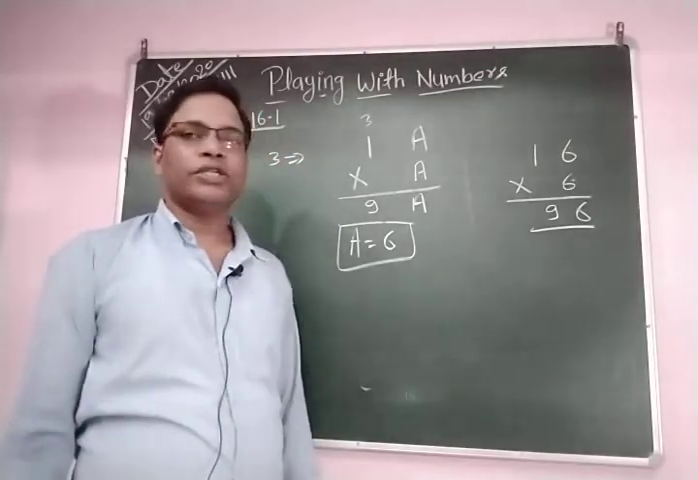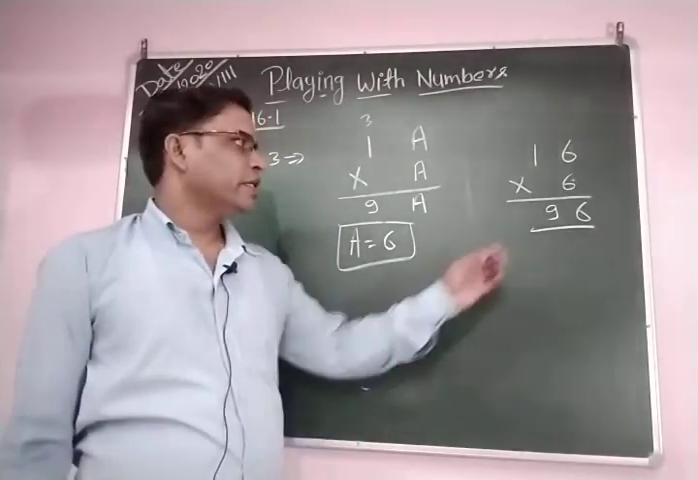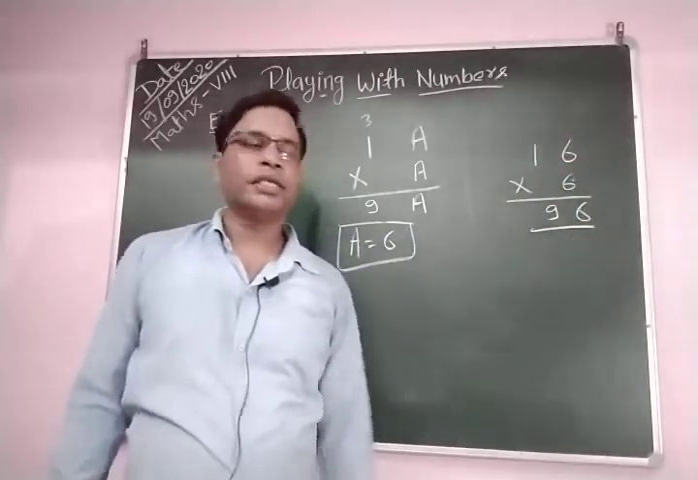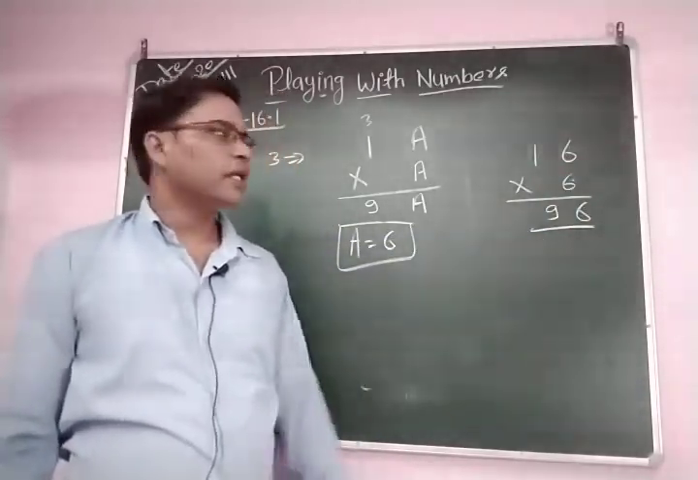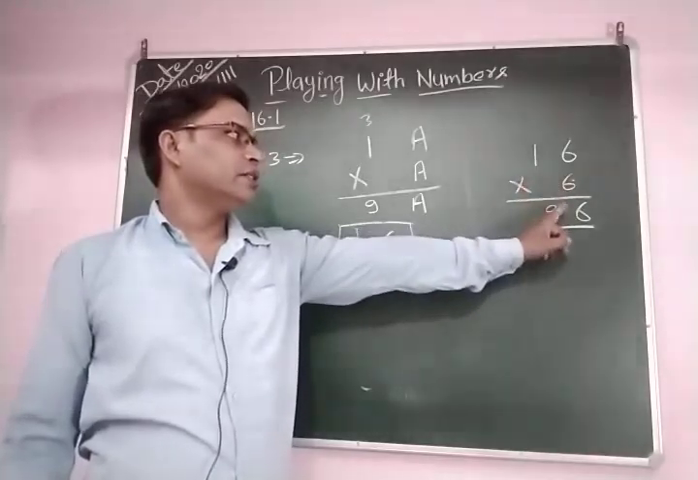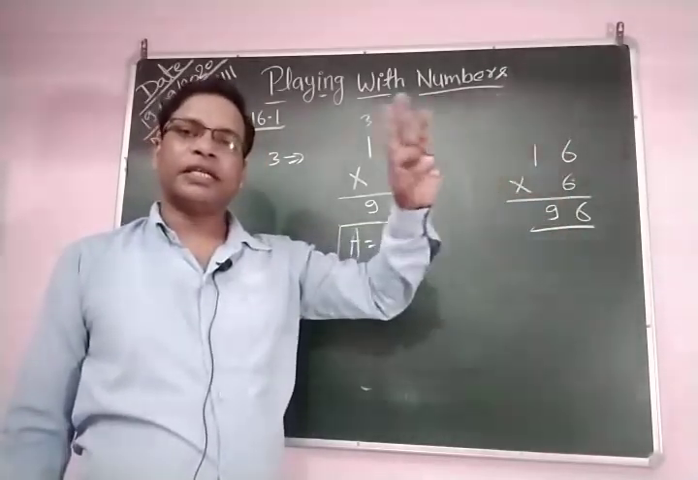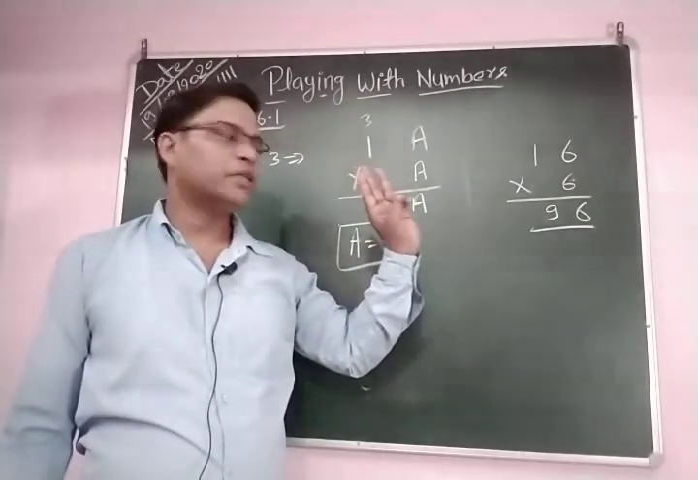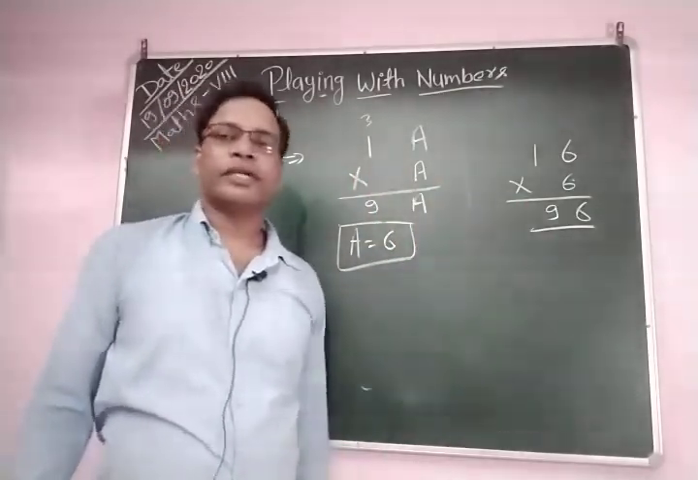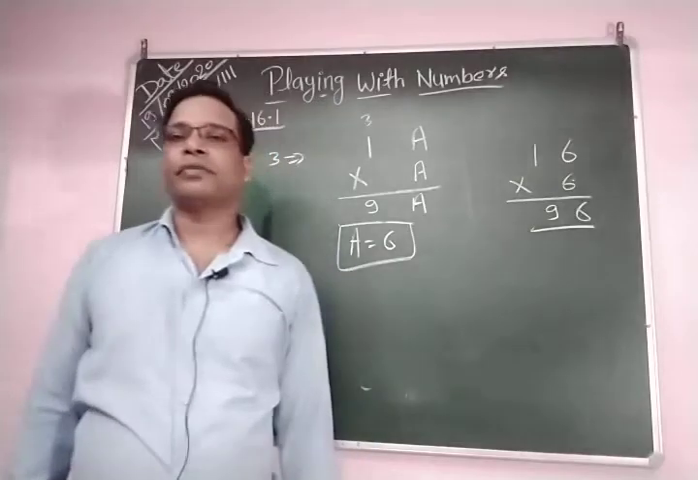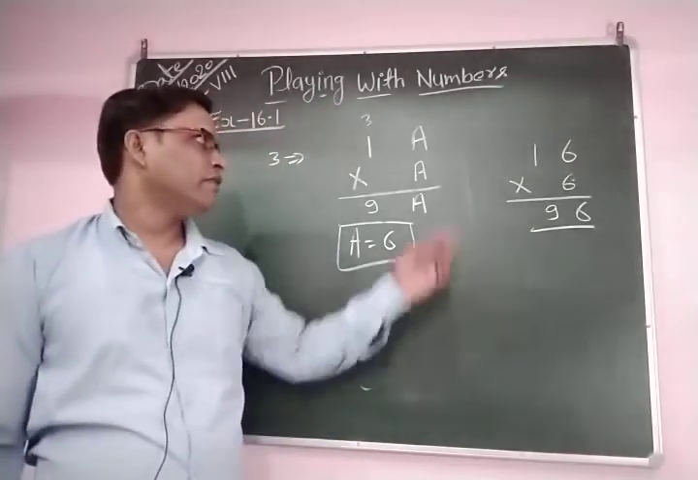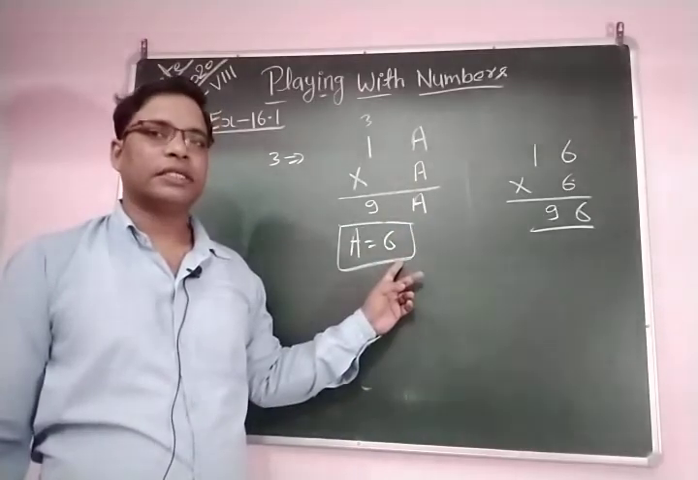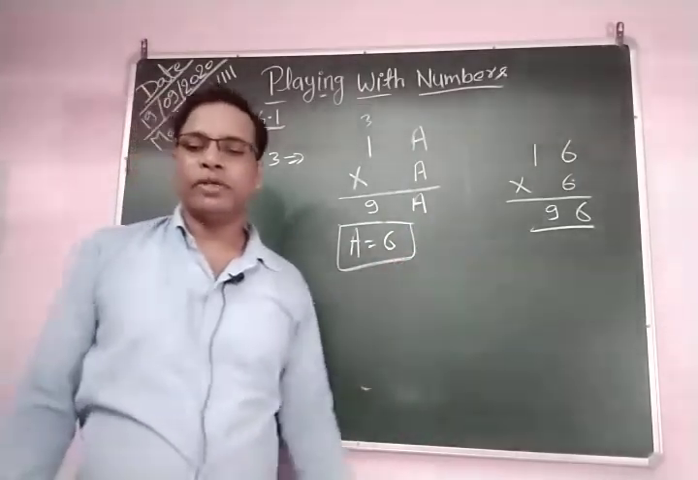We take A is equal to 6. So here you can see, if you take 6 into 6, this is equal to 36, and carry 3. Again 6 into 1, this is equal to 6, plus 3 carry is 9. So you can see the value of A is equal to 6. So students, I hope all of you understood this question.